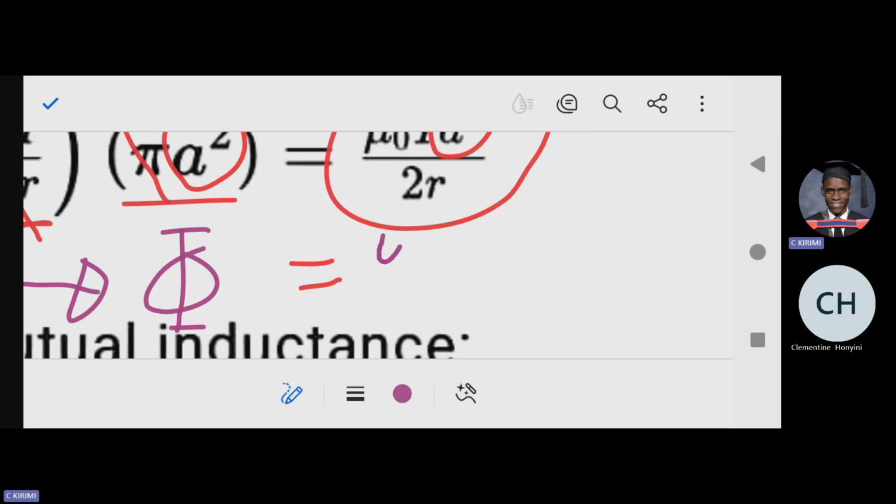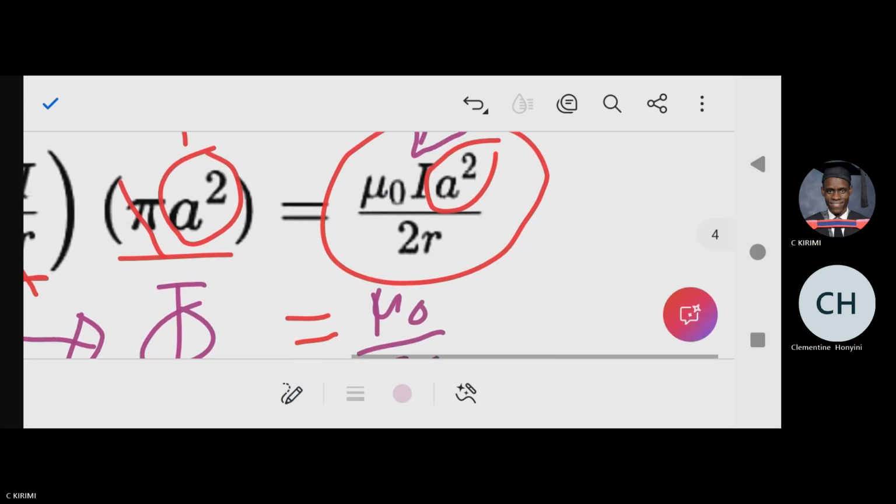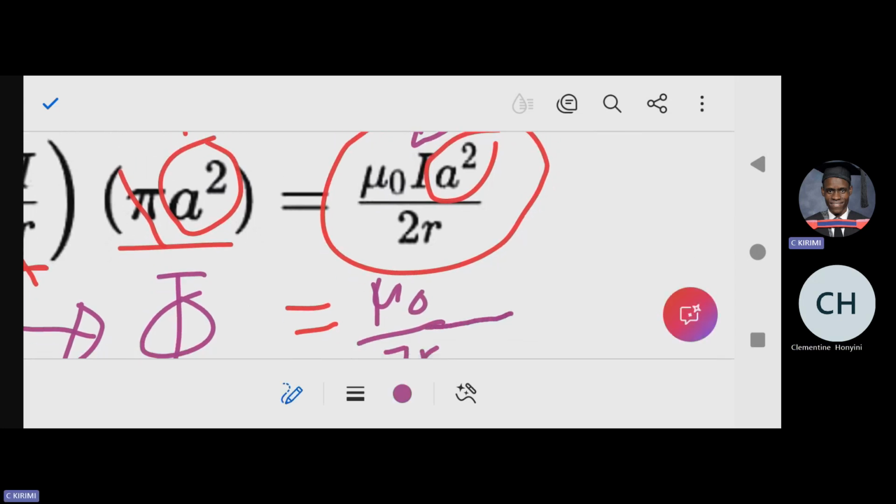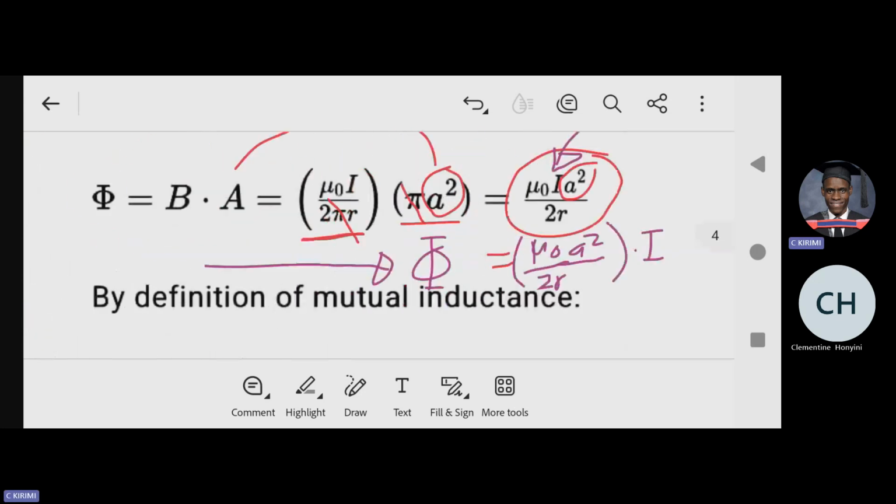To say mu naught over 2r, which is our radius, multiplied by a squared, and everything you are multiplying by I. I just separated it so that the I stands alone. Can you see? I just removed the I from the whole equation.